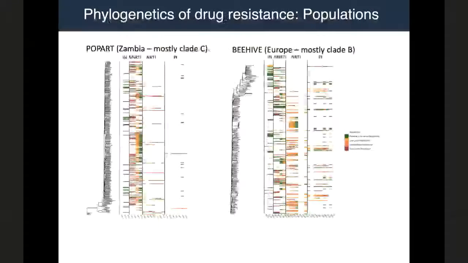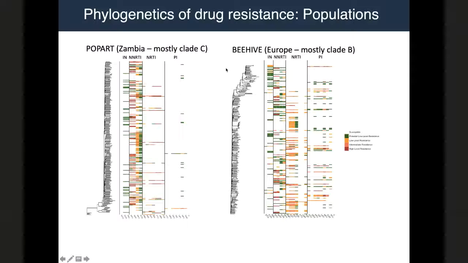One of the early observations from the preliminary analyses of the data as it was coming in last year. This is data that was presented at IAS last year on the first 1,000 sequences, which was a comparison just between the drug resistance that we observed in Zambia in Popart with the drug resistance that we observed in Beehive, a European cohort of mostly clade B viruses, and it's striking how different the patterns of resistance are.